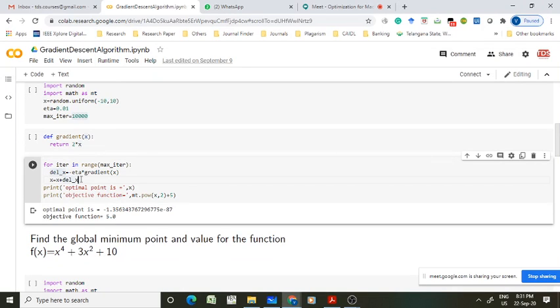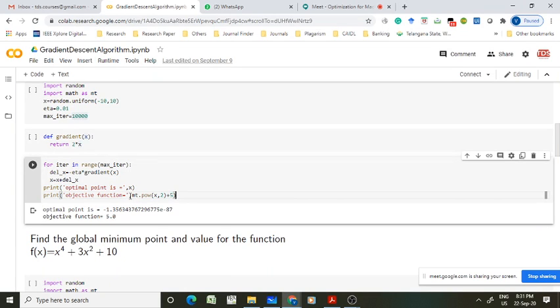So what next do we have to do? We have to update our point, right? That's x equal to x plus delta x. So initial point let us assume 2, then plus minus 0.04, then x will be updated. This process will be repeated until you reach the maximum number of iterations. Once it reaches the maximum number of iterations, then it will come out of the for loop. Now it will print the optimal point of x, and also it will print the objective function value.